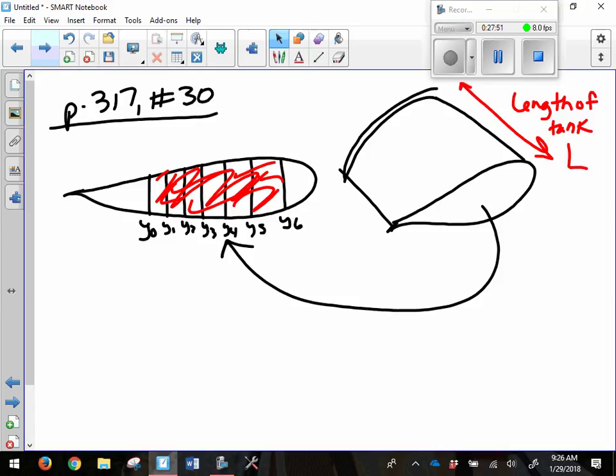No, L goes into the board, which is why the distance from y0 to y6 is 6 feet. Because they tell you, among other things, that the spacing between each of the y values is 1 foot, which tells us that h is 1 foot.